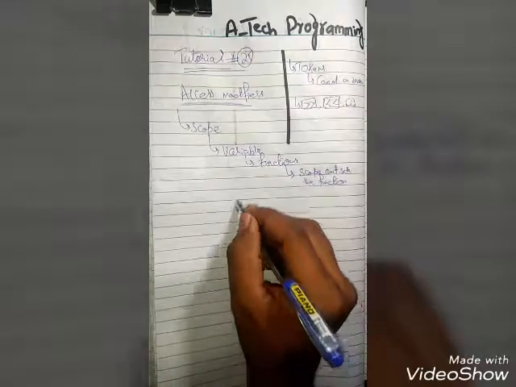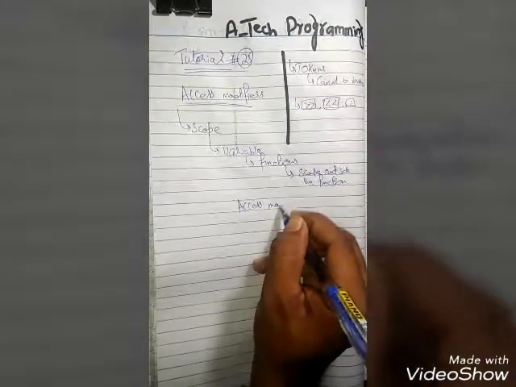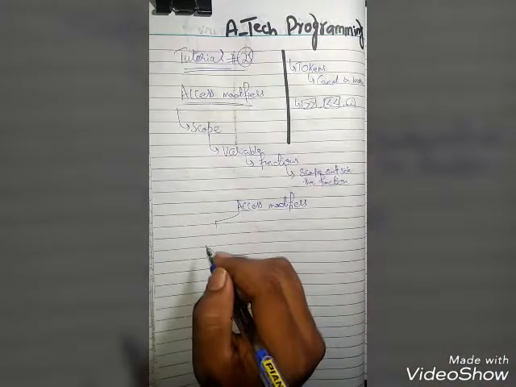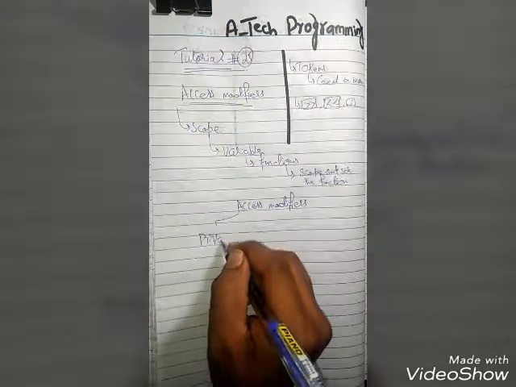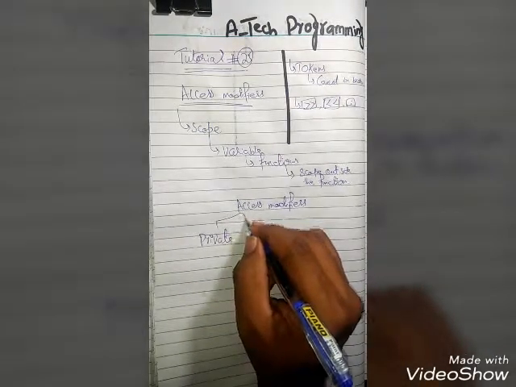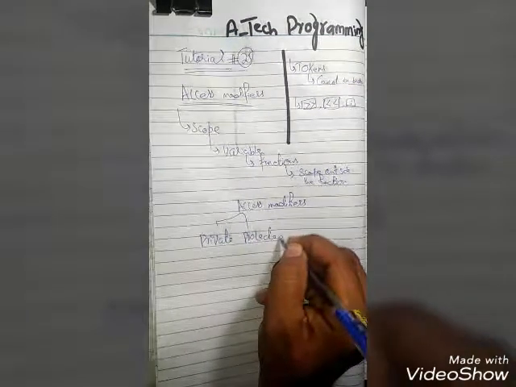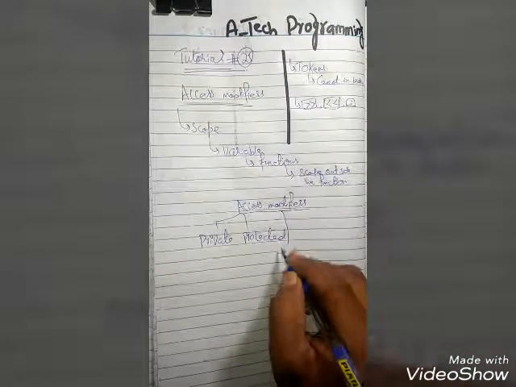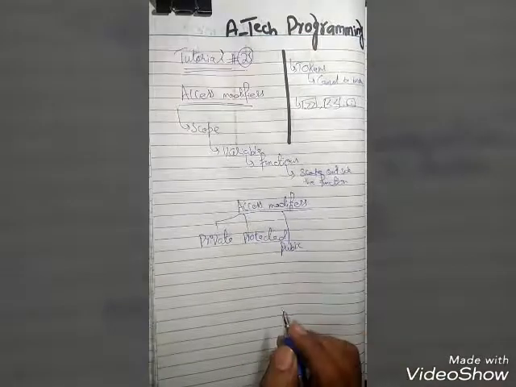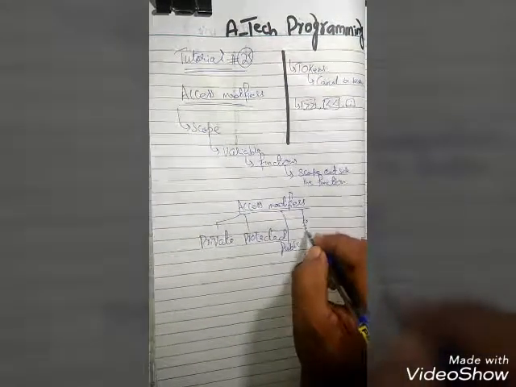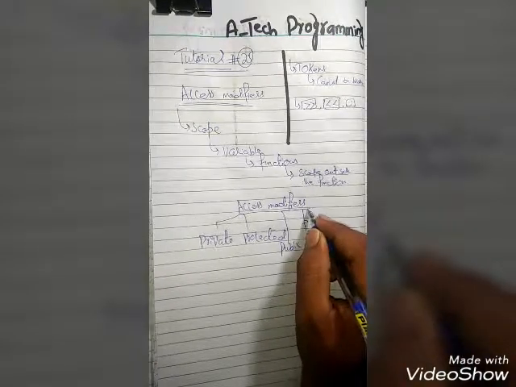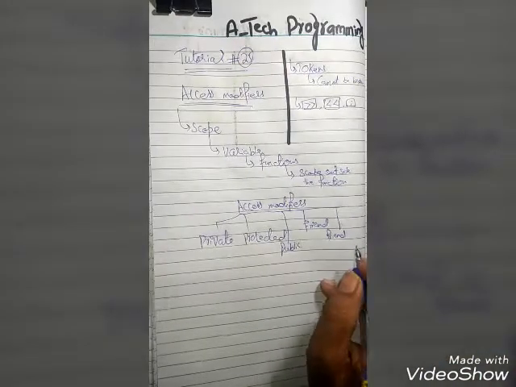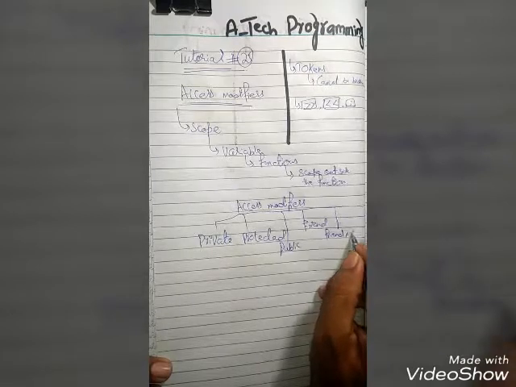Actually, access modifiers are of five types. These are the private, then the protected, the public, the friend, and the combination of friend and protected.